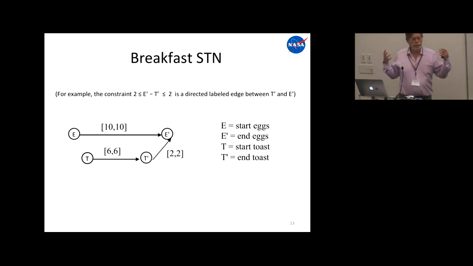Okay, let's reverse engineer this simple temporal network. Can anybody say in colloquial English what the constraints of this problem are? It should be fairly straightforward. How would you express this in colloquial language? What are the constraints?